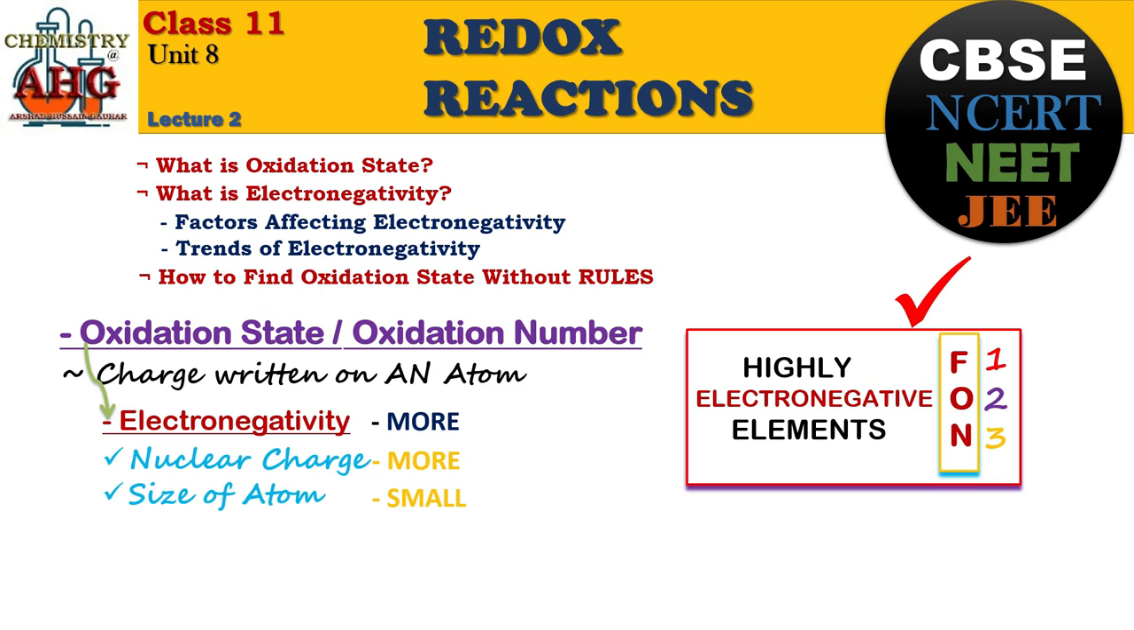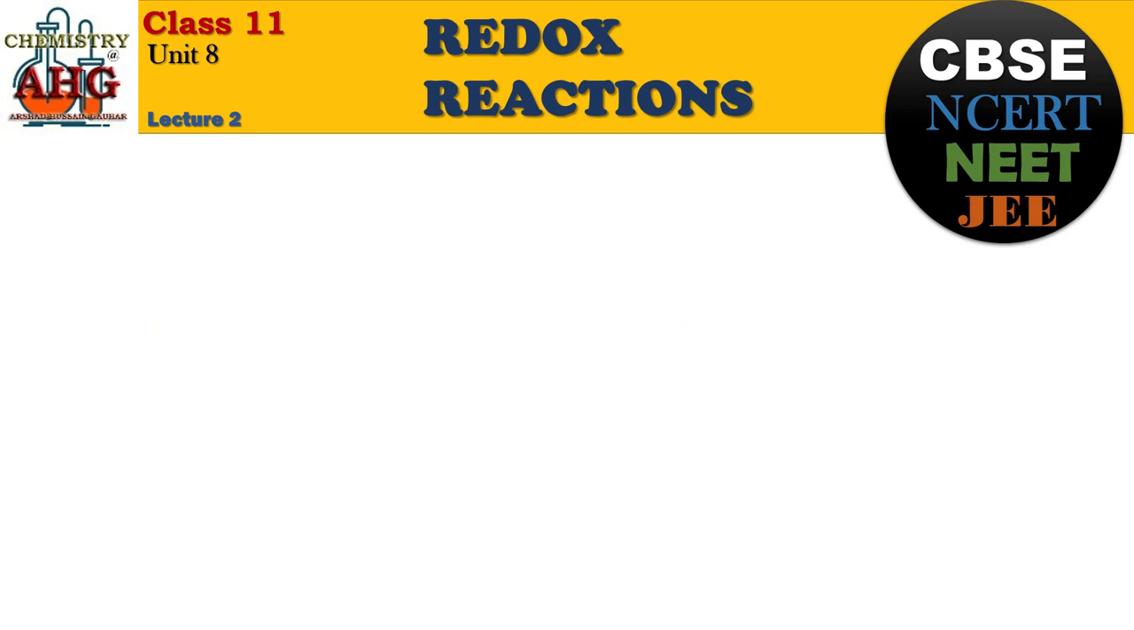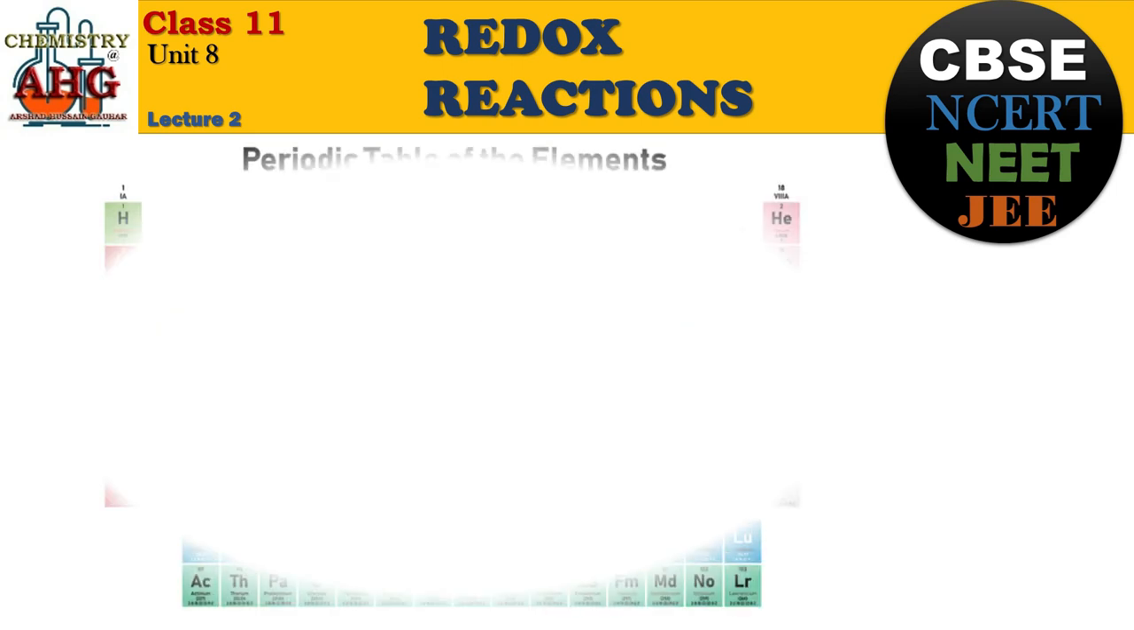So remember, an element that is more electronegative always attracts electrons towards itself. It gets a negative charge, a negative oxidation state, negative oxidation number. And which elements are highly electronegative? Fluorine number 1, oxygen number 2, nitrogen number 3. Next, let me tell you what the trend of electronegativity in the periodic table is.